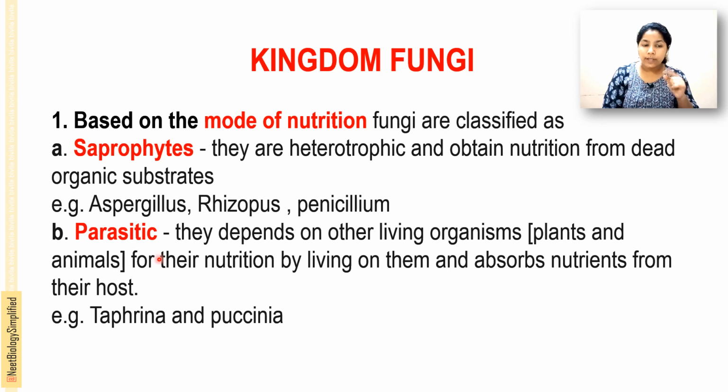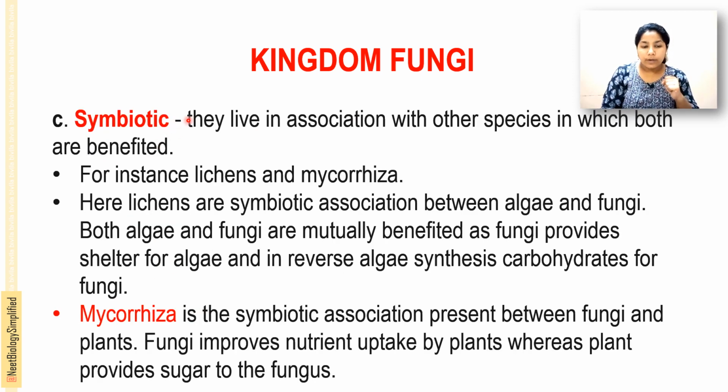Saprophytic fungi live on dead organic matter for their food, and parasitic fungi are also heterotrophs that depend on other organisms by living on them and absorbing nutrients from their host. Examples are Taphrina and Puccinia. In the case of symbiotic, they live in association with other species, in which both are benefited. In the parasitic forms, one is harmed as all the nutrients are absorbed. But in the saprophytic, they live on the dead.